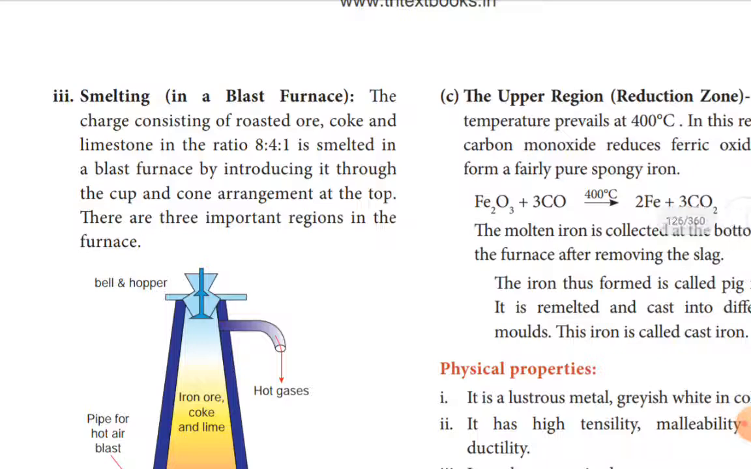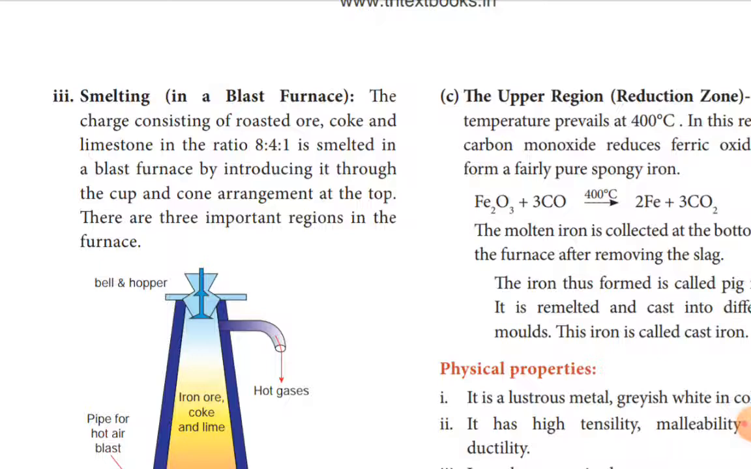Now see, the charge consists of roasted ore, coke and limestone. What is called the charge? Charge is nothing but the mixture which is allowed into the blast furnace. What are the components in the mixture? Three things: roasted ore, coke and limestone. These three are mixed in the ratio of 8:4:1 and allowed through the cup and cone arrangement into the blast furnace.